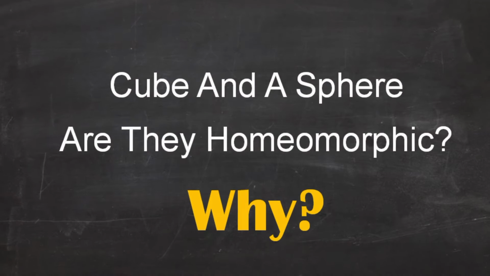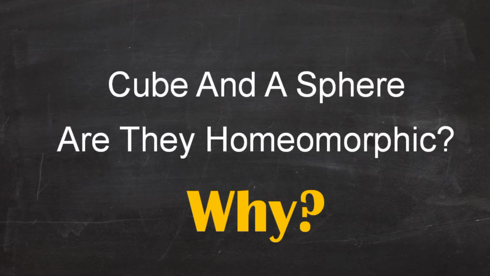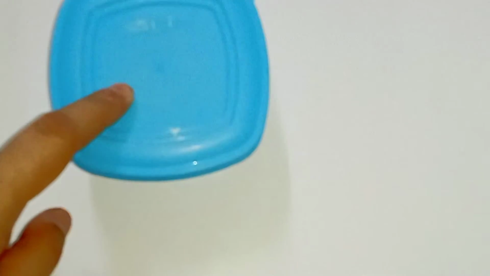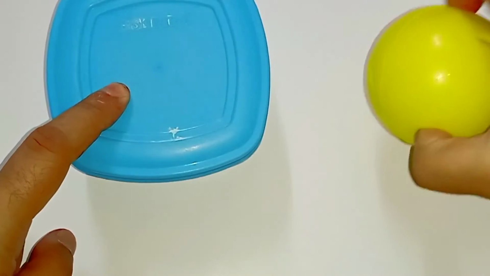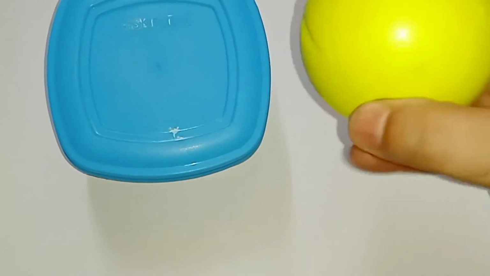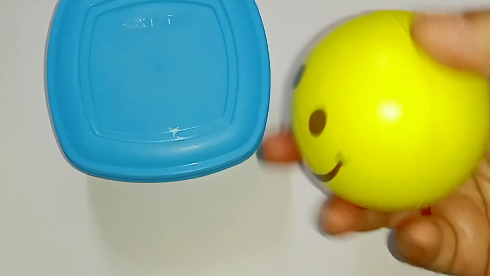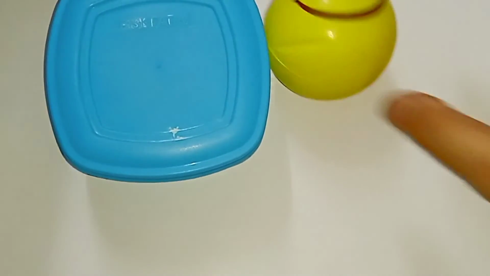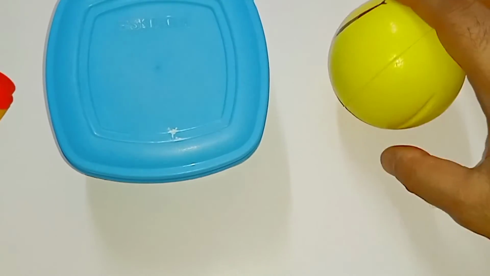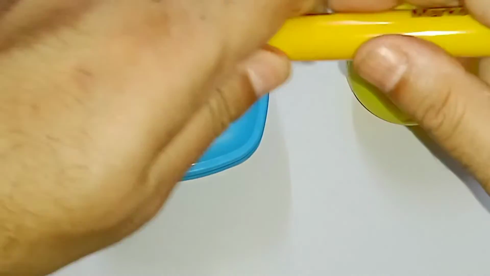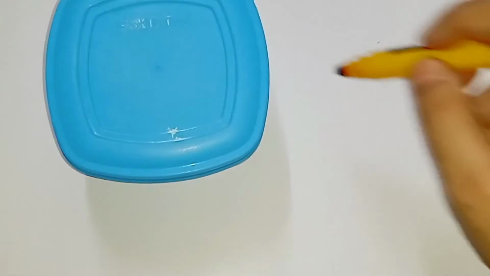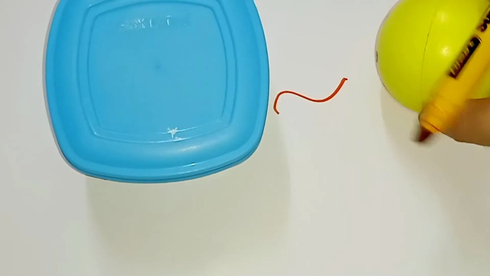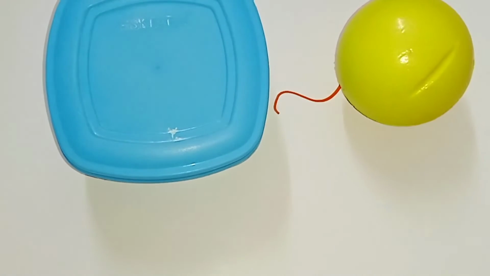There might be a question in your mind. Say, for example, this is a nice cube. Now, is this cube homeomorphic to a sphere? You can see this is a nice sphere with a smiling face, so I'm smiling at you. So the question arises: is this cube homeomorphic to this sphere? And the answer is yes.